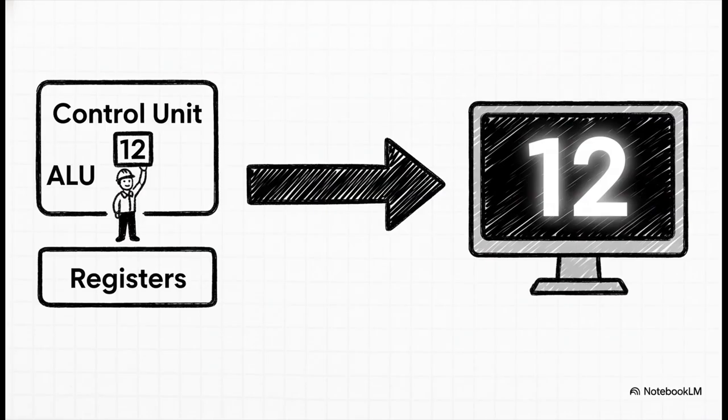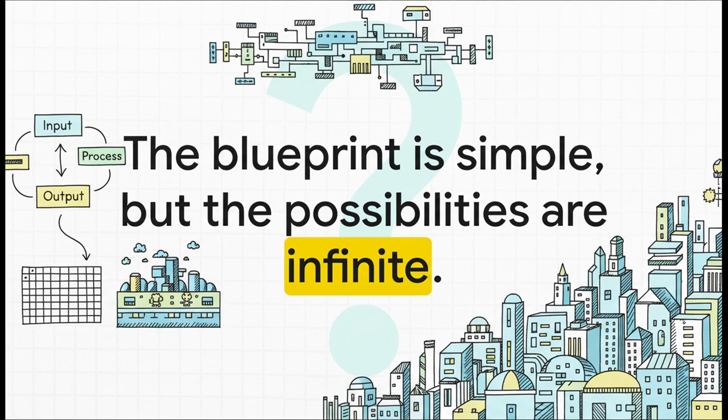And finally, our foreman, the control unit, takes that result, the number 12, and sends it to an output device, your monitor. And boom, just like that, the number 12 pops up on your screen. And here's the incredible part. This entire process, this whole song and dance, happens in a tiny, tiny fraction of a second. And that's really the magic of it all.